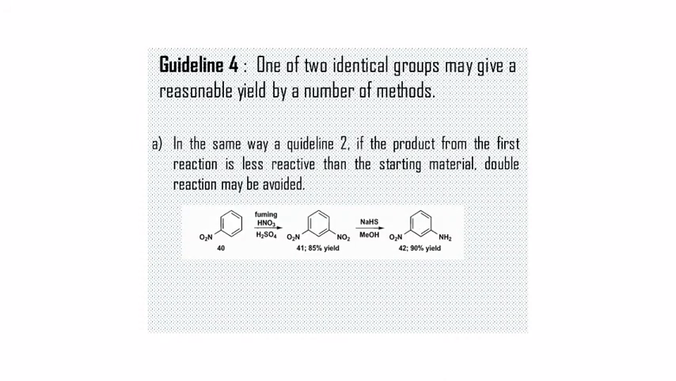One of two identical groups may give a reasonable yield by a number of methods. A. In the same way as guideline 2, if the product from the first reaction is less reactive than the starting material, double reaction may be avoided. Partial reduction of meta-dinitrobenzene is an example.